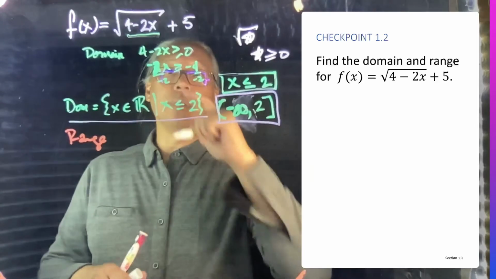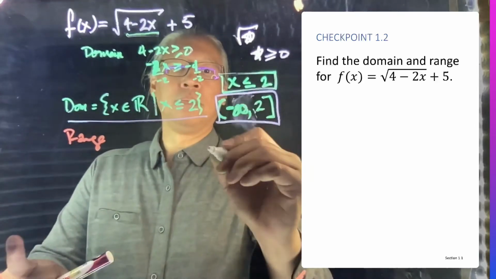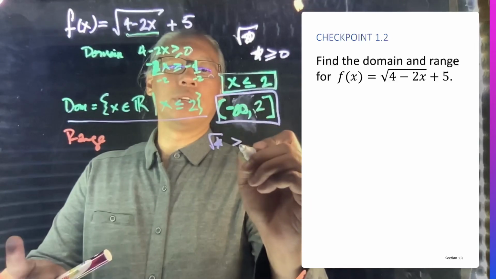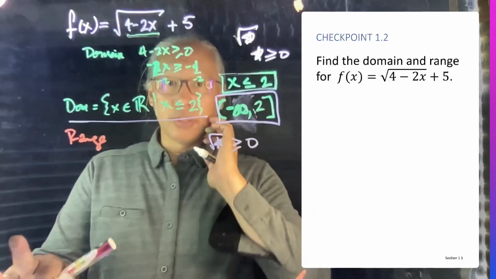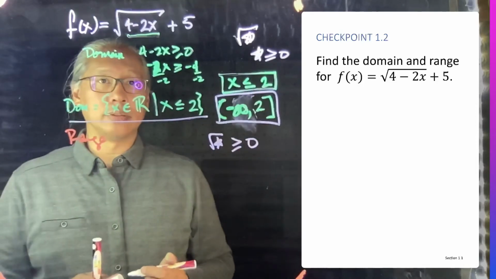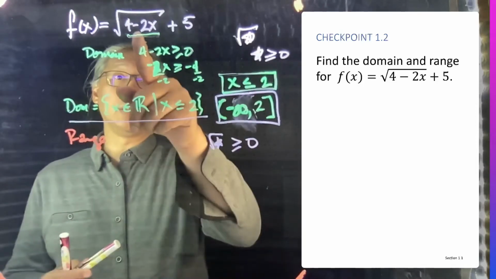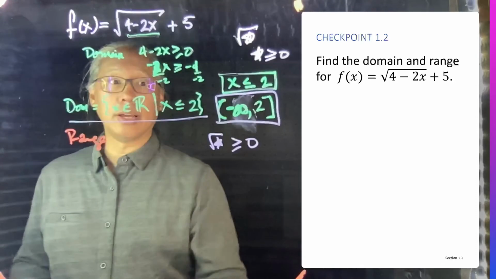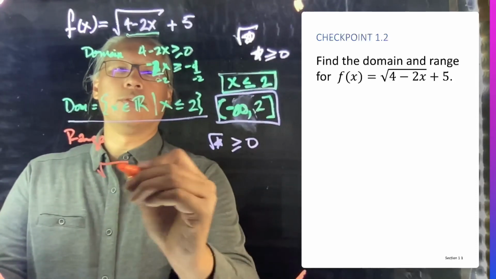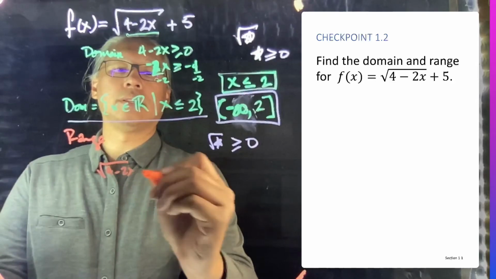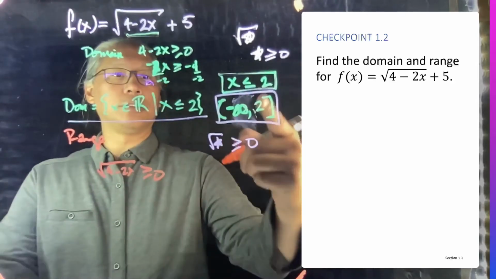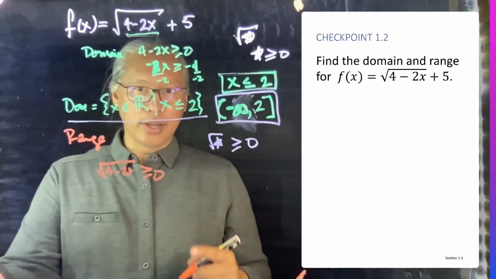Now if we take a look at what happens to the square root of anything, the square root of anything is always bigger than or equal to 0. It could be equal to 0 if the star inside is equal to 0. So we know that this thing is going to be bigger than or equal to 0. So 4 minus 2x is going to be bigger than or equal to 0 as long as you're within the domain that we just found.